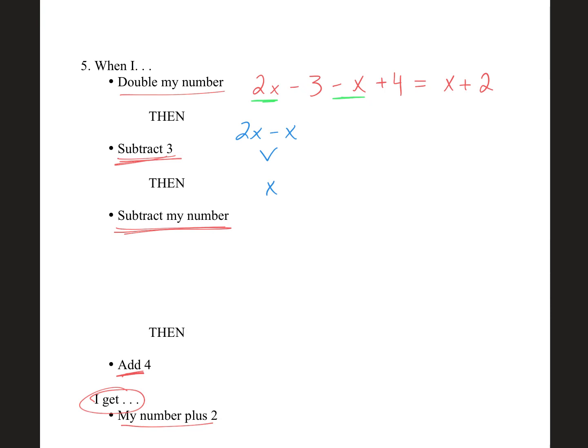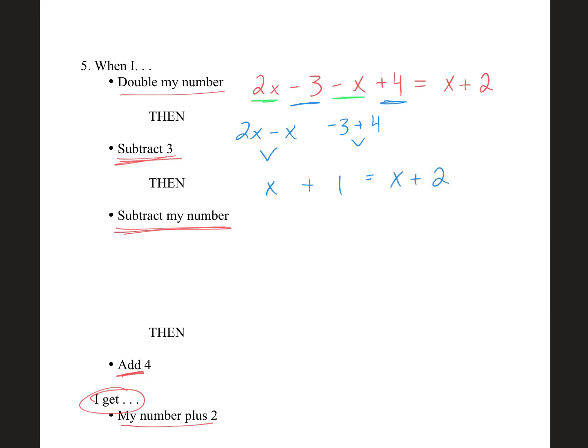Okay, I also have a couple of constant terms. That means terms without variables. I have negative 3 plus 4. So negative 3 plus 4, I combine that, I get plus 1. And that equals x plus 2.